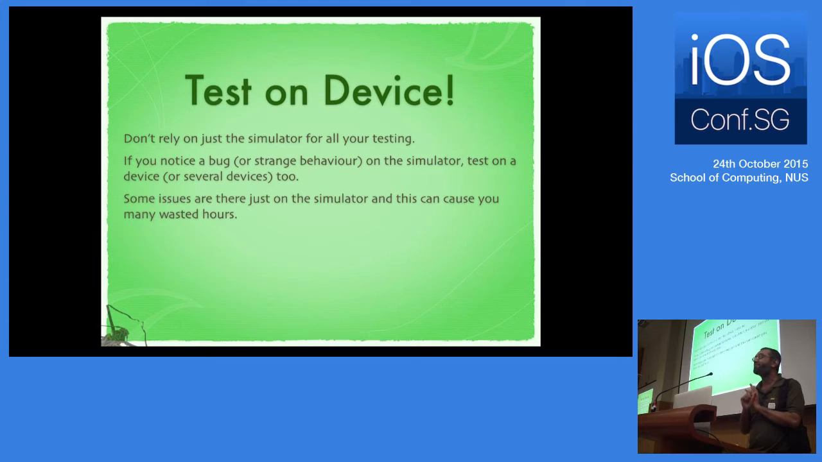One thing that we all hit as iOS developers is not testing on device. Since the simulator is so easy to develop with, we usually work on the simulator. And when we hit a bug, we keep on trying to figure out what's wrong. And sometimes it's just as simple as the bug is on the simulator, and if you test it on device, it's totally fine. And you realize that it's not a bug at all. It's just a simulator issue.